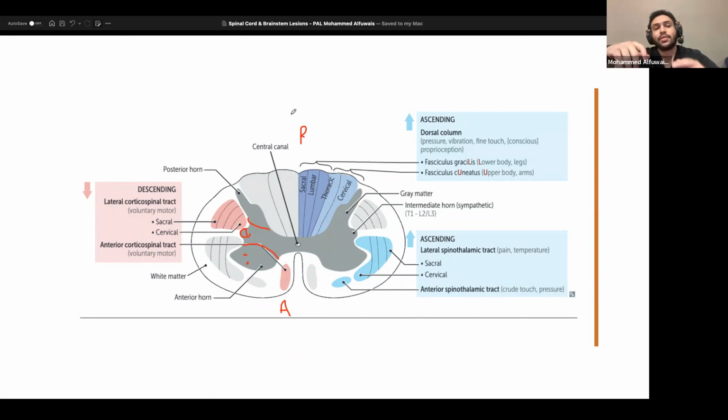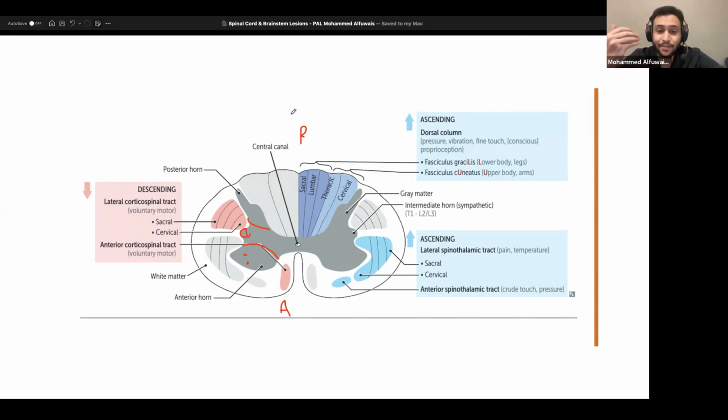Another way you can test it is if you tell the patient to close their eyes and you basically test their position of where their joints are, okay, where their finger is. So you move the finger up and down, and you tell the patient, okay, where is your finger? Is it up or down? And they'll tell you if it's up or down. If they can't tell you this, this is another sign of conscious proprioception defect.